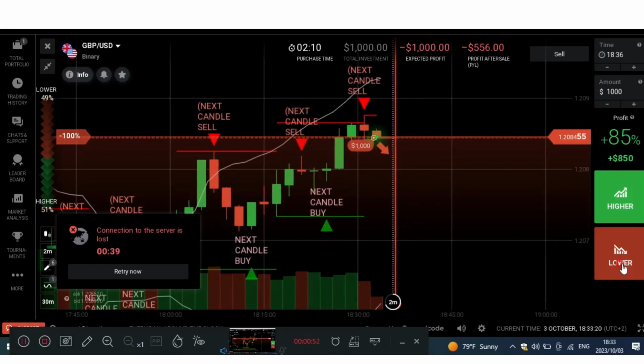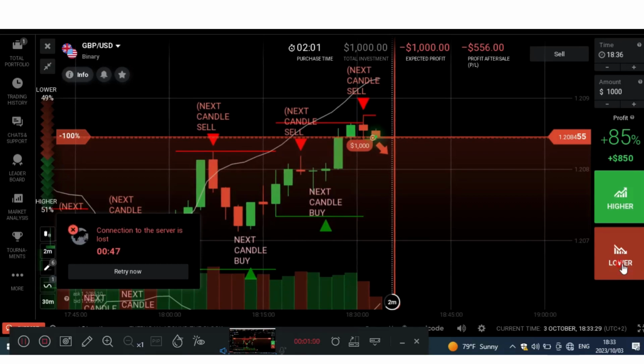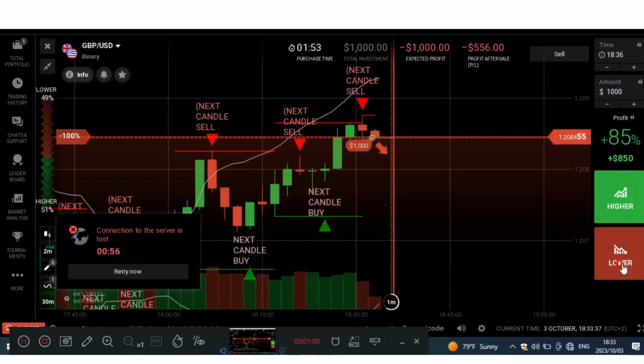Understanding and effectively utilizing these indicators in the 5-minute time frame can significantly improve your binary options trading strategy. Remember, no indicator guarantees success, but when used wisely and in combination with proper risk management, they can enhance your decision-making process.